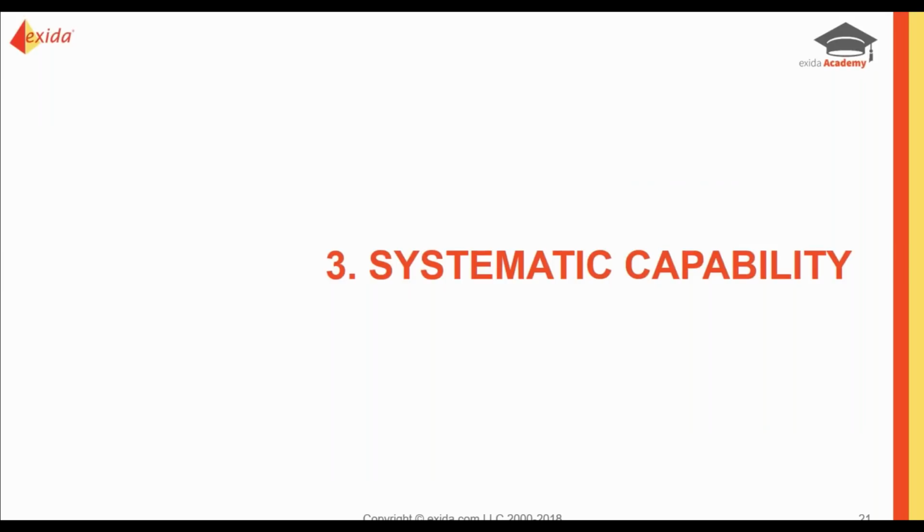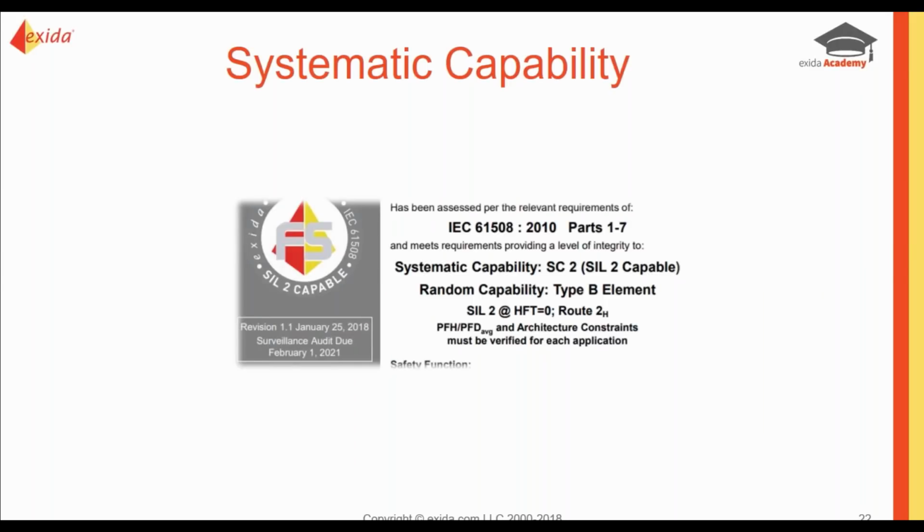The third way to use your SIL level is to judge your systematic capability. If you have seen certifications, this is just the middle of an exida certificate, you might have heard the term systematic capability before. Well, what does that mean? Systematic capability is really the evaluation of a quality management system per all of the requirements of IEC 61508. If the quality management system meets all of the requirements, then a SIL capability rating is given to that product.